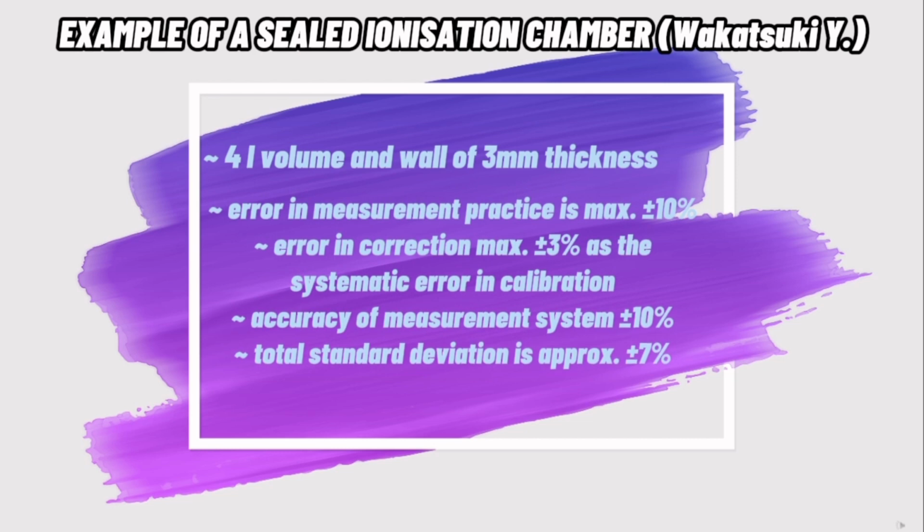The data include the error in measurement practice, error in correction as a systematic error in calibration, the reproducibility of the instrument, which is deviation, the accuracy of measurement system, and lastly the total standard deviation. This total standard deviation is obtained in careful practice, and normally it is supposed to be 10%.